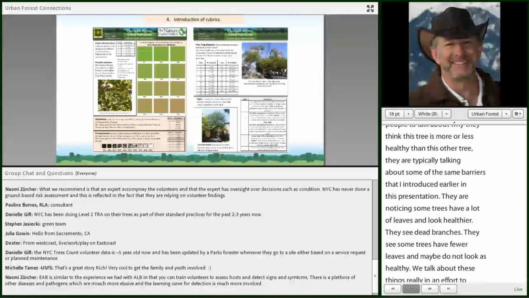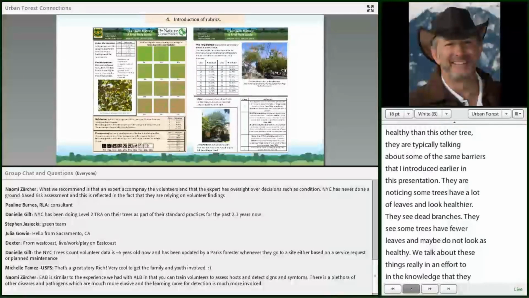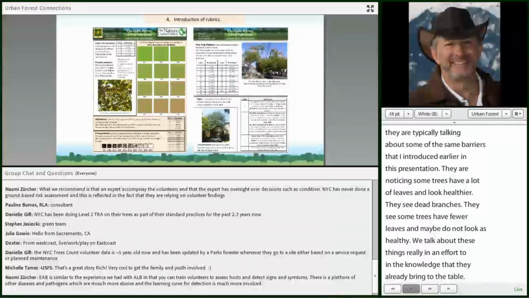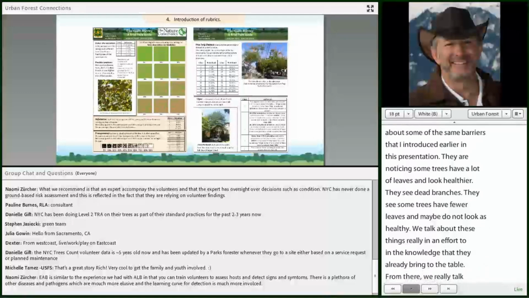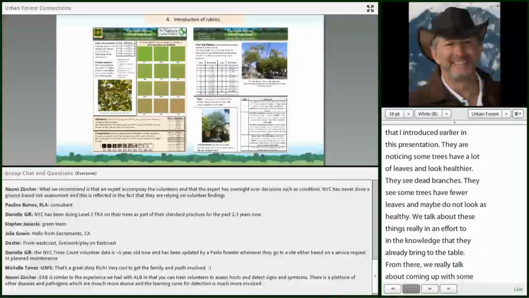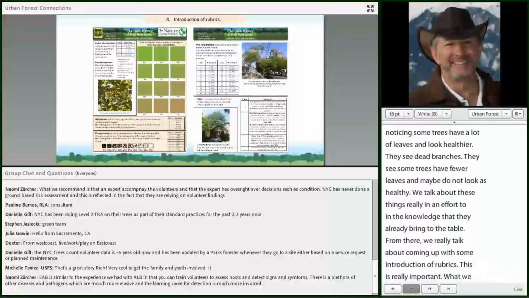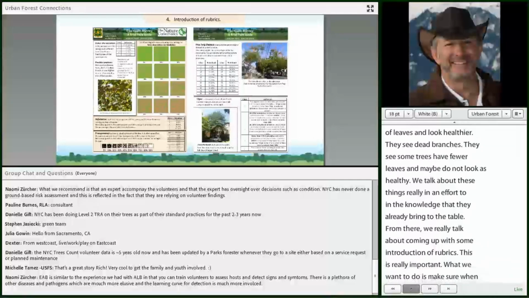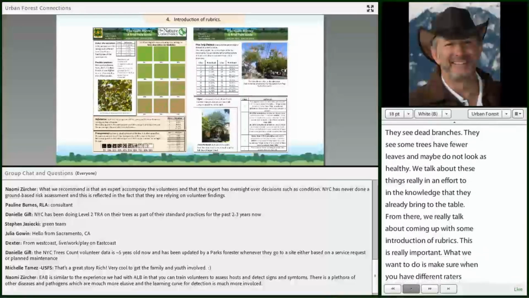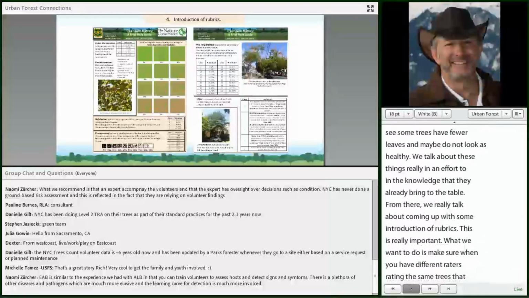From there, we really talk about coming up with some introduction of rubrics. And this is really important, because what we want to do is make sure that when you have different raters rating the same tree, they come up with substantially similar answers. And this is where the rubrics come into being really important. It's like rules to a game.